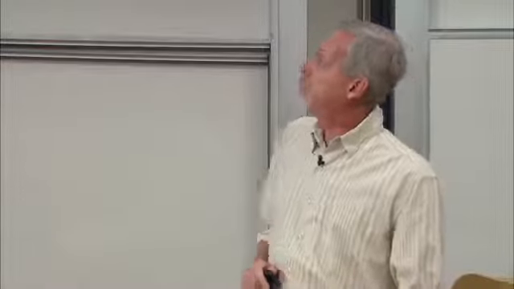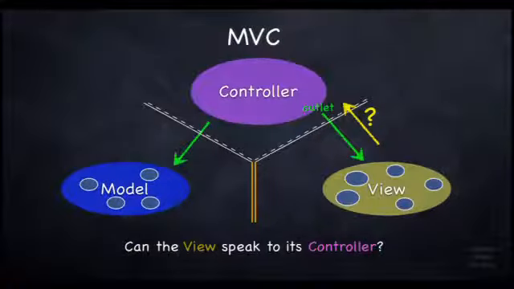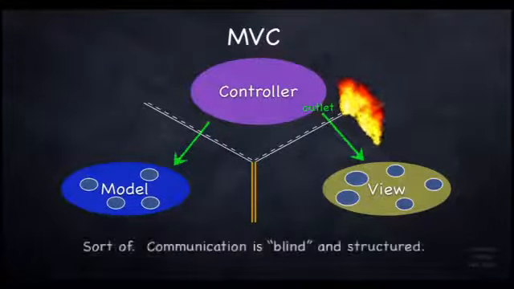So this, I make a hard line. I do not allow communication between my models and my views. Double yellow line there. How about the view speaking to the controller? Can the view send messages to the controller? You might think, sure, the view needs to talk to the guy who's controlling the whole UI experience. But the answer there is sort of.